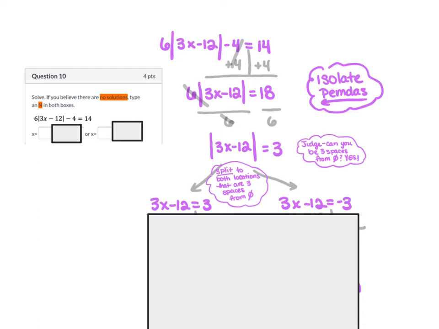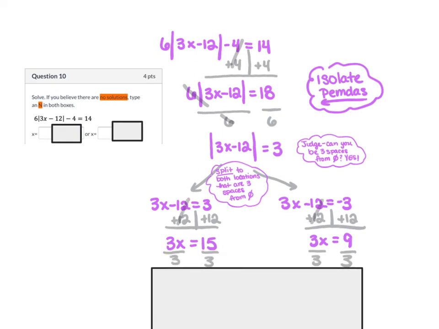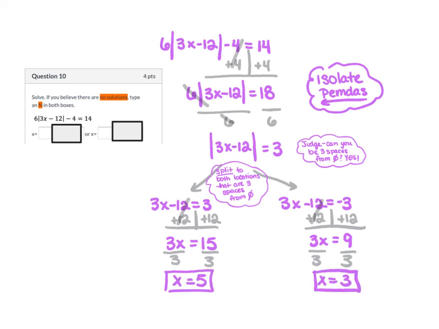And when we're splitting, we're saying, okay, if this guy is 3 spaces from 0, then where could he be sitting? He could be sitting at 3, because that's 3 spaces from 0, or this guy could be sitting at -3, because that's also 3 spaces away from 0. Once we have our two separate equations, then we just solve them independently of each other. Notice I got rid of my subtraction, then I got rid of my multiplication by dividing, and that gave us the final answers that x could be 3 or x could be 5.